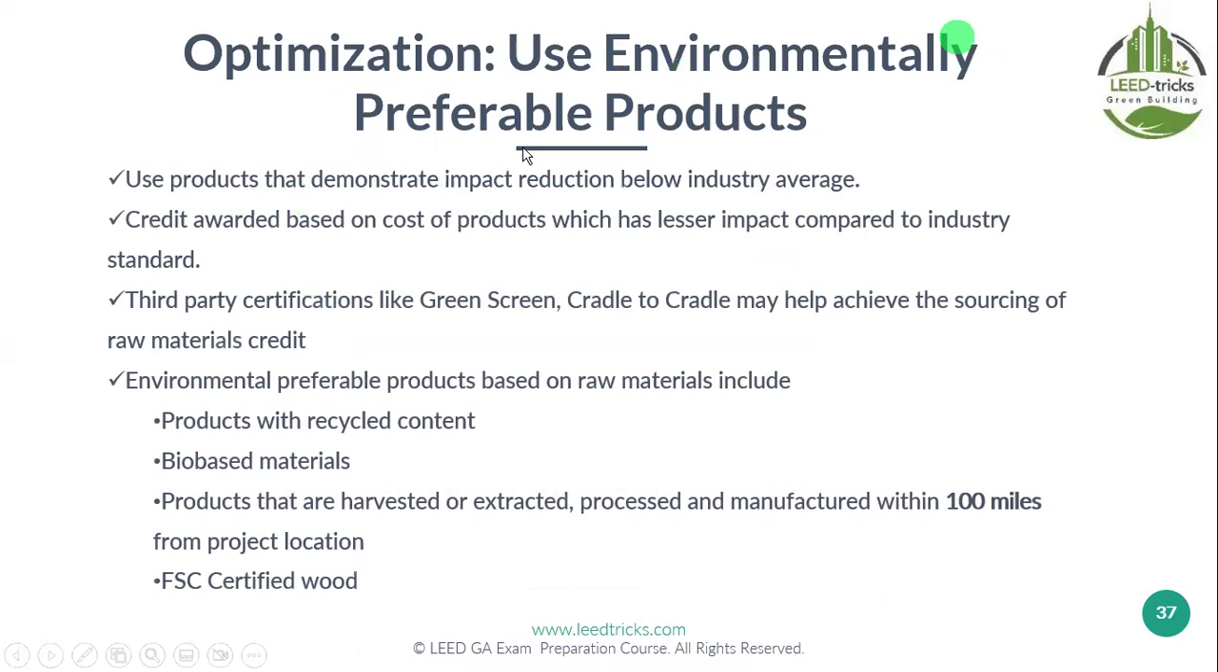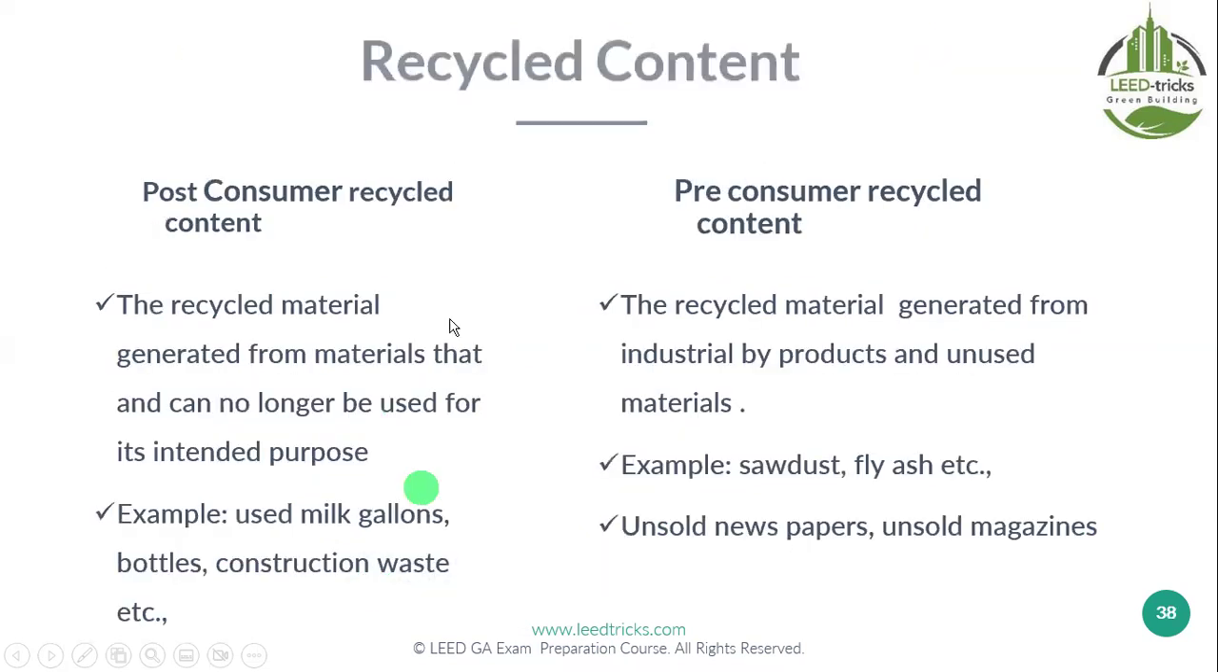So the environmentally preferred products are products that have recycled content, bio-based material, like material from organic material, and products that are harvested, processed and manufactured within 100 miles. Why? To reduce the transportation impacts through greenhouse gases. And it should be FSC certified also. This we will speak about very soon. But before, let's see what is recycled content.